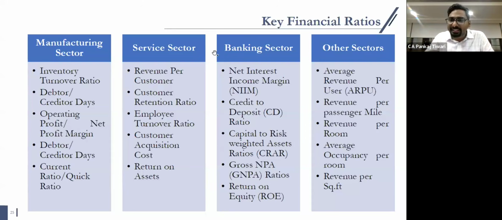Now if you look at the other sector, my friend, there is average revenue per user, revenue per passenger mile, revenue per room. These are all hospitality-related ratios, which are evaluated depending upon a particular entity or company. So what I'm trying to tell you, my friend, is that whenever you look at any particular industry or sector, you should look at the relevant ratios relating to that industry or sector, and then try to analyze that particular industry.